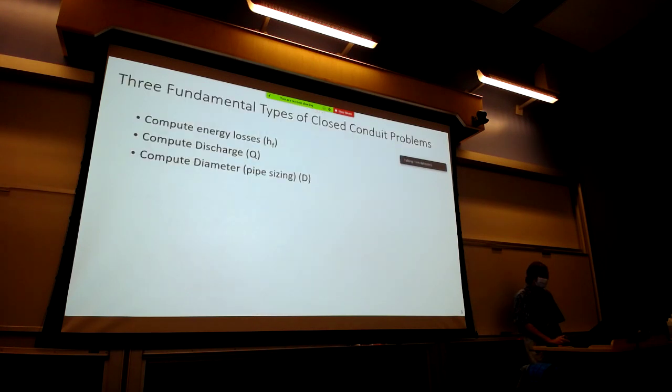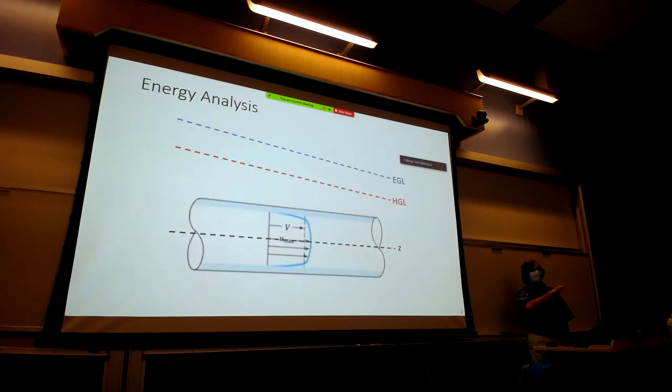Okay, so this is the last slide of review. There were 3 fundamental types of closed conduit problems. The problem in which we're calculating the energy loss, the problem in which we're computing discharge, and problems where we're computing the pipe size, the pipe sizing problem where we're calculating the diameter. And again, these all work off of an energy balance.